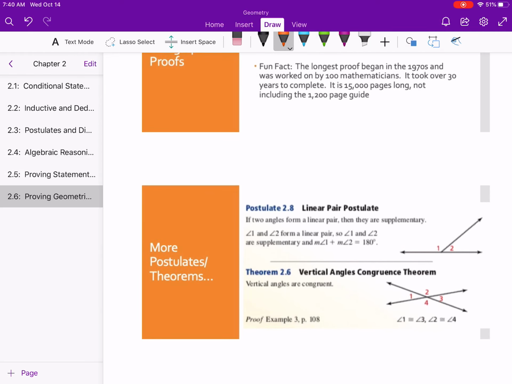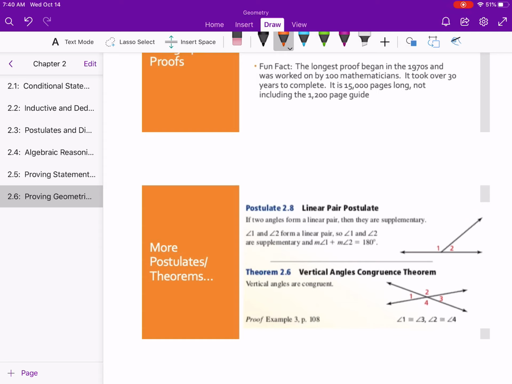More postulates and theorems. Postulate 2.8 is the linear pair postulate. So if two angles form a linear pair, then they are supplementary, which makes sense because by the definition of linear pair, they add up to 180, or they form a line. We know a line is 180 degrees, and we know that supplementary angles form 180 degrees.